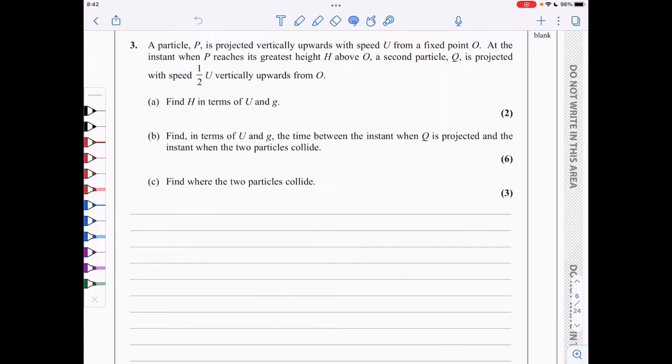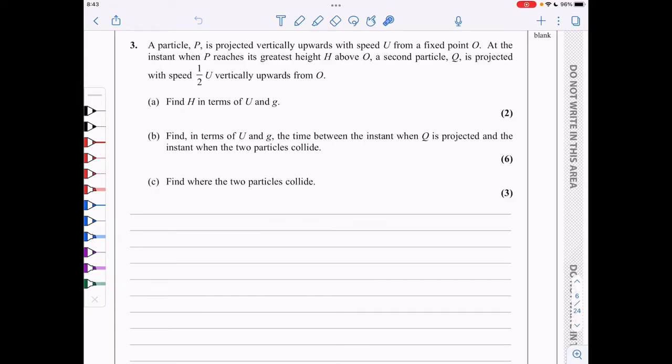In question 3, we've got a particle P which is projected vertically upwards with a speed of u from a fixed point O. At the instant when P reaches its greatest height, h above O, we've got a second particle Q which is projected with speed a half u vertically upwards from O. We need to find h in terms of u and g, and then we need to find the time between the instant when Q is projected and the instant when the two particles collide.